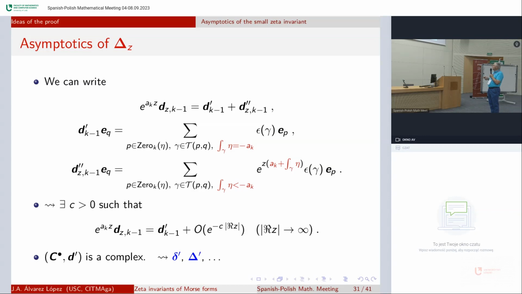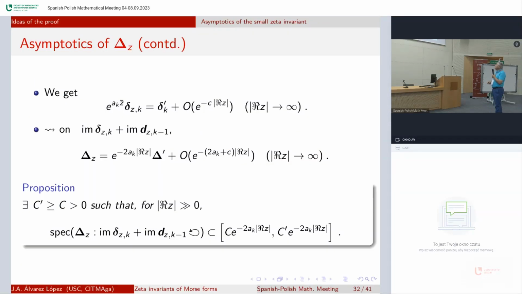Then from that we get that the first d prime defines a complex, and then we also have the codifferential delta prime and Laplacian delta prime. These are also operators on this finite dimensional space. And the codifferential has a similar expression multiplied by this number. This exponential is the delta prime plus something which decreases exponentially.